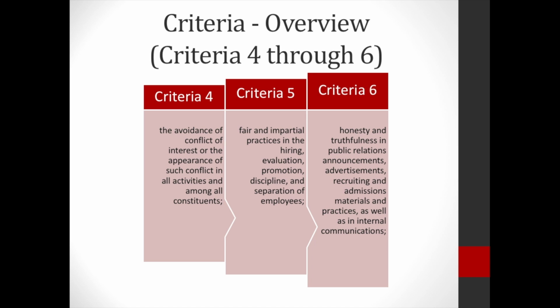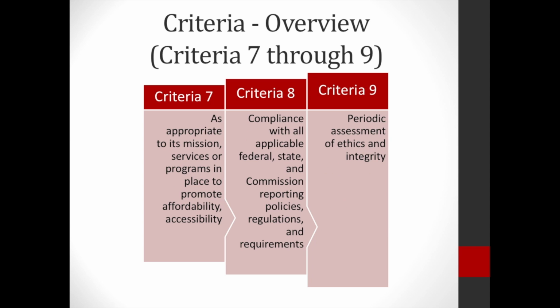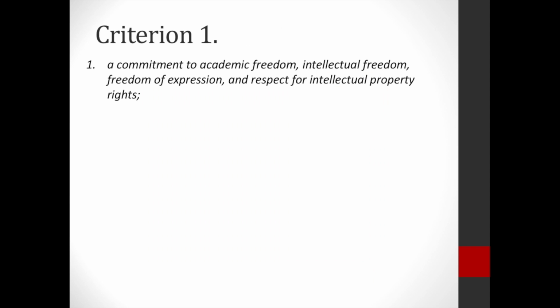Criteria 4, 5, and 6 cover conflict of interest, fair and impartial practices in hiring and evaluation, and the honesty in public relations. On this slide, you see the final 3 criteria of Standard 2, covering affordability and accessibility, compliance with other applicable regulations and requirements, and the periodic assessment of the institution's ethics and integrity. These 3 slides have highlighted the 9 criteria embedded within Standard 2. Now we will look more closely at each one.